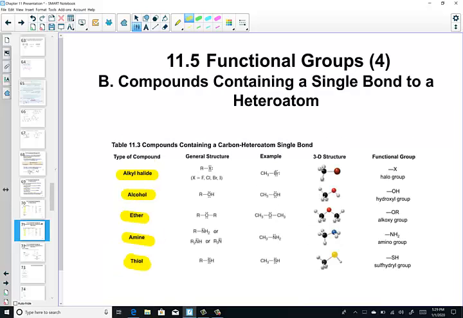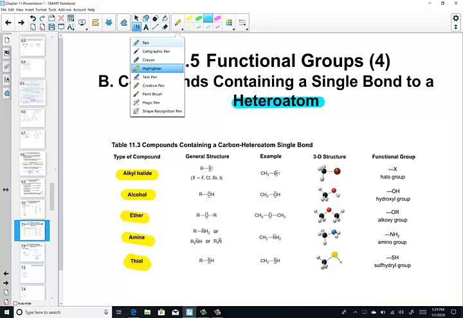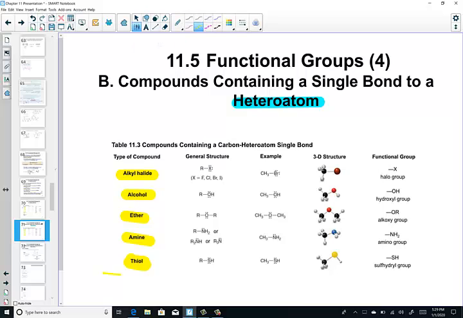Here is a list of functional groups that contain a single bond to some sort of heteroatom. Remember, a heteroatom is an atom other than a carbon or a hydrogen. The first, and again, this is what you're going to write in on the left margin, are these terms here. So I want you to write those terms.